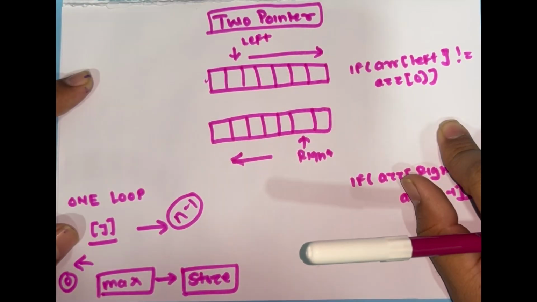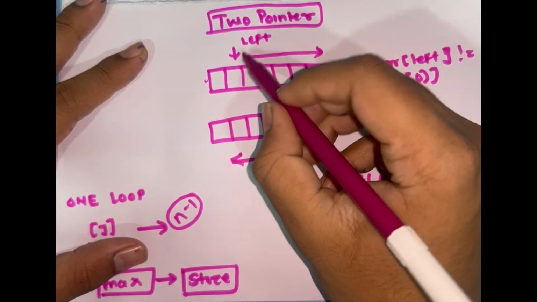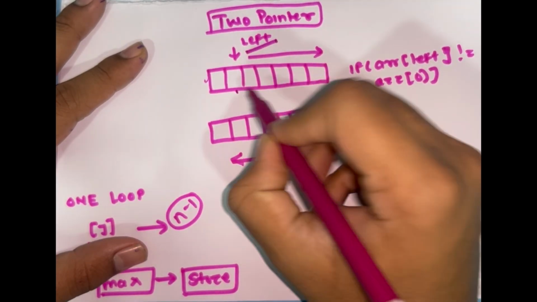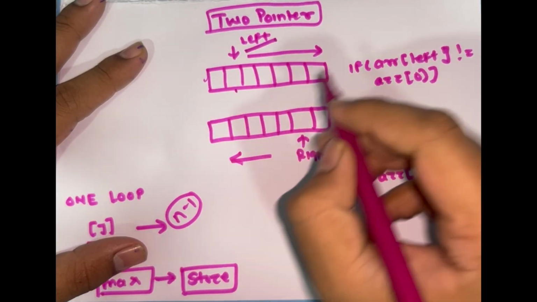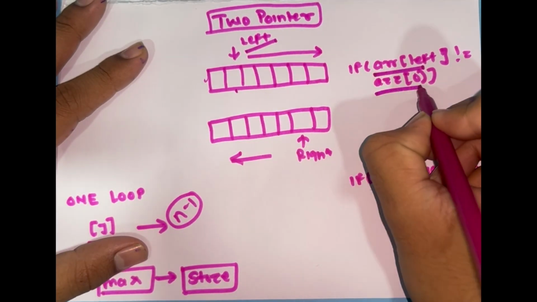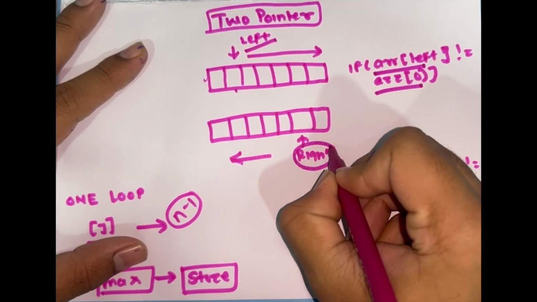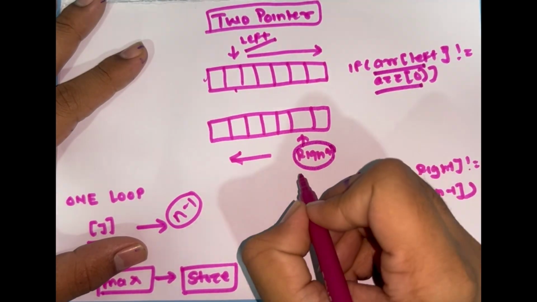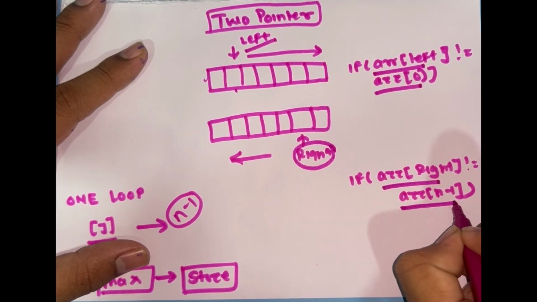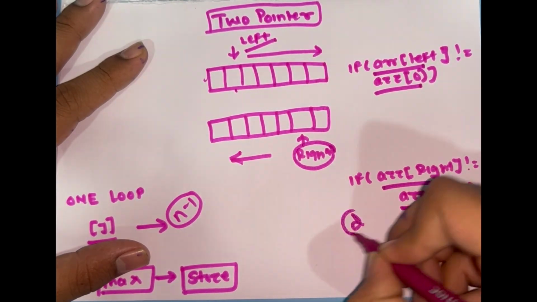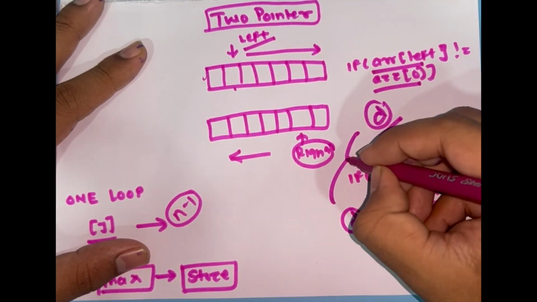We are not doing a classical two-pointer approach here, but let's say we fix this left pointer at this index, and it will just move to the right and see if array of left is not equal to array of 0, and calculate the distance and store it. Similarly, we will fix this right index, iterate in the left direction and see if array of right is not equal to array of n minus 1, calculate the distance and store it. So both these distances will be calculated and the maximum will be returned.